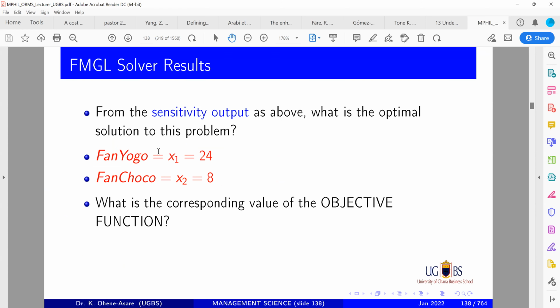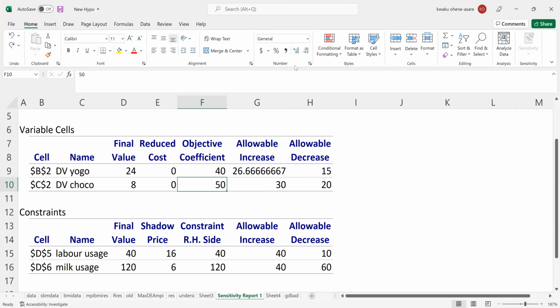Okay, guys, I need you to tell me the next question. What is the corresponding value of the objective function? Just using the sensitivity report. Now, the word corresponding value means that he's expecting you to use this together with something to get the objective function. So how will you have worked that? Still using the sensitivity report, who can tell me what is the corresponding value of the objective function?